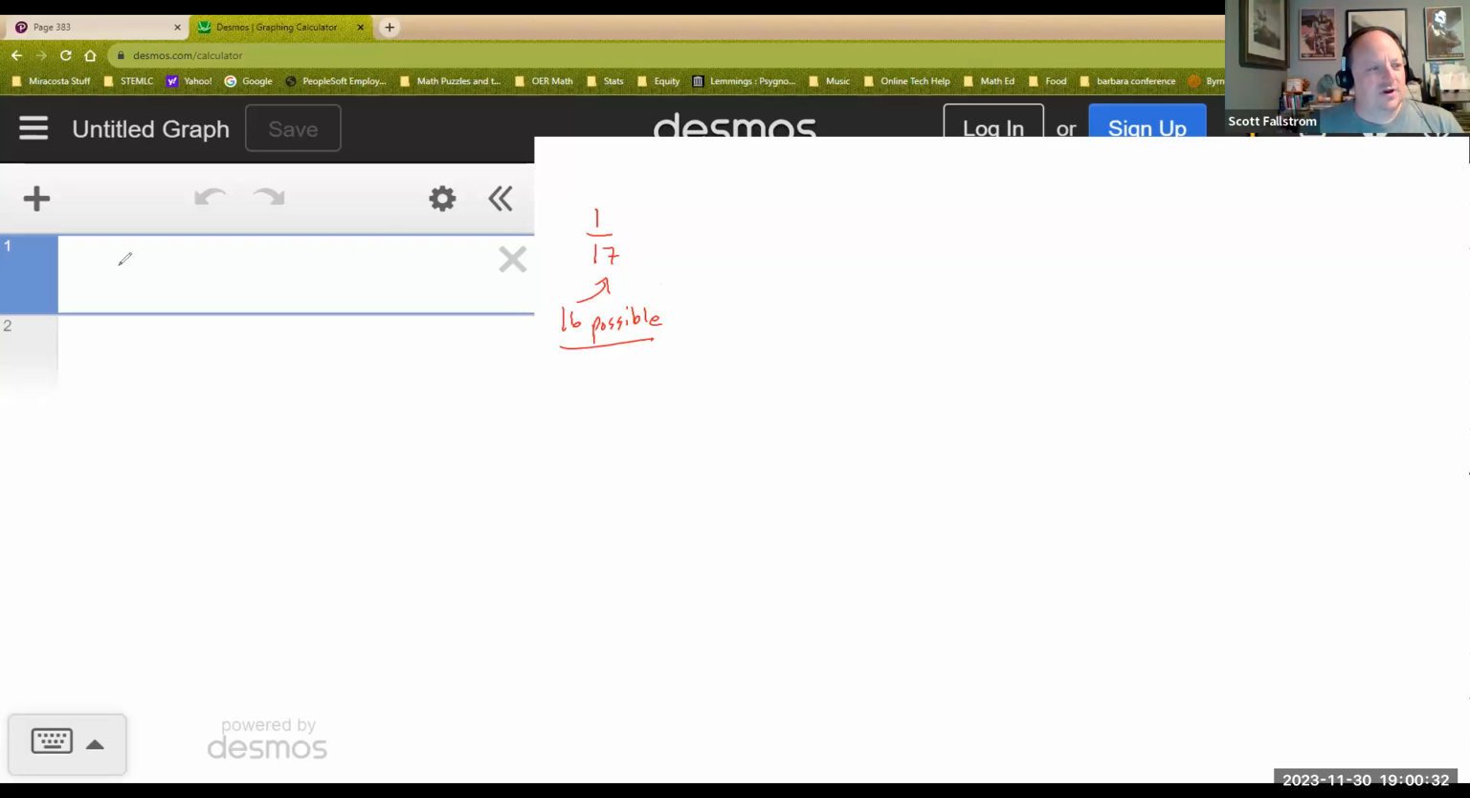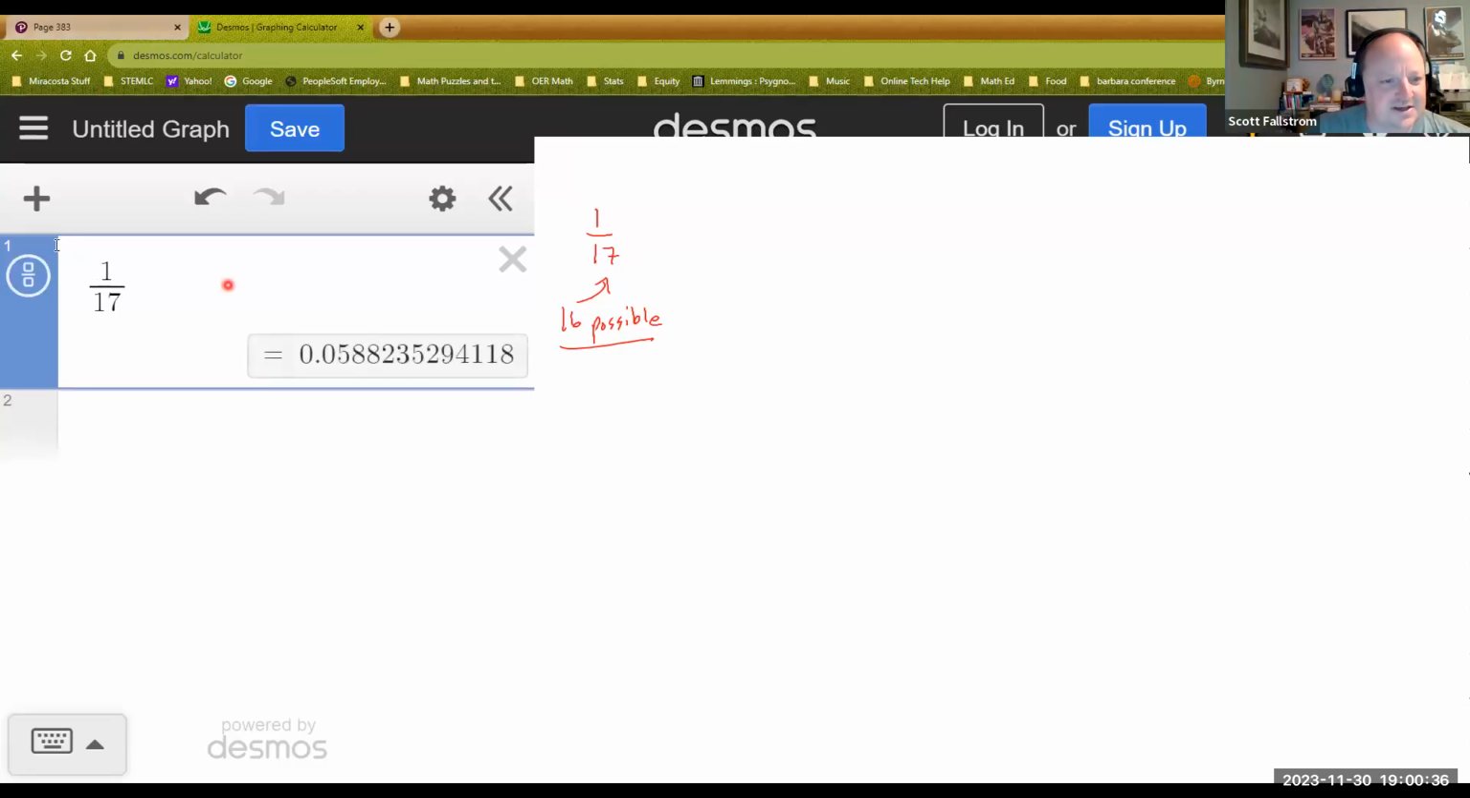So when we come over here and we type in 1 divided by 17, notice I get quite a few digits, probably more. Let me grab my cell phone and see how many I get on my cell phone. 1 divided by 17. Okay, my calculator on my cell phone stops at the 4, so I would only trust to the 9. Okay. So 1, 2, 3, 4, 5, 6, 7, 8, 9.